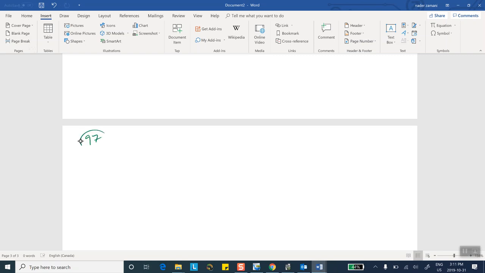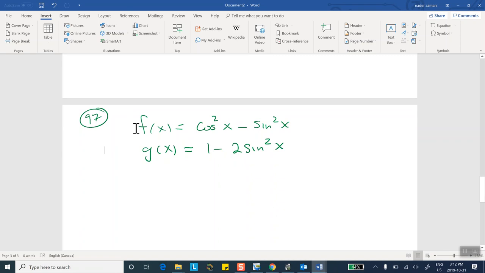Number 97. It says, you have f of x equal to cosine squared x minus sine squared x, and g of x equal to 1 minus 2 sine squared x. It says, is f of x equal to g of x an equation or identity?